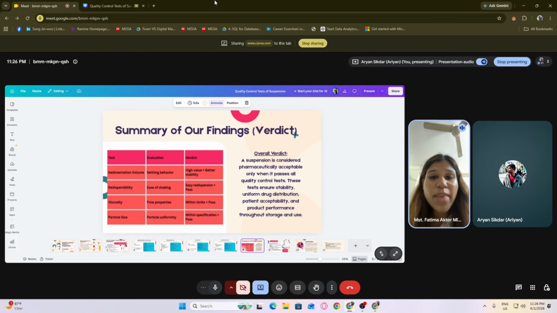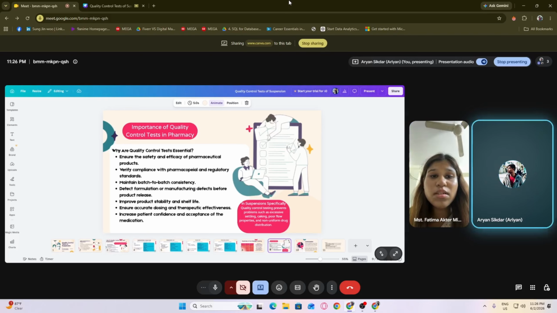Viscosity, which measures the flow properties of the suspension. Values within the acceptable range are considered a pass. Particle size, which checks the particle uniformity. Results within the specification also pass.